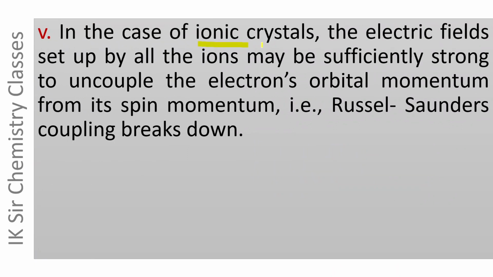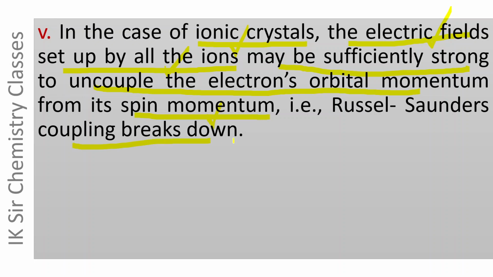In the case of ionic crystals, the electric fields set up by all the ions may be sufficiently strong to uncouple the electron's orbital momentum from the spin momentum, and thus the Russell-Saunders coupling scheme breaks down. Let us see it again. In ionic crystals, the electric fields produced by all the ions may be so strong that it uncouples the electron's orbital momentum from the spin momentum, that is, LS coupling does not take place.